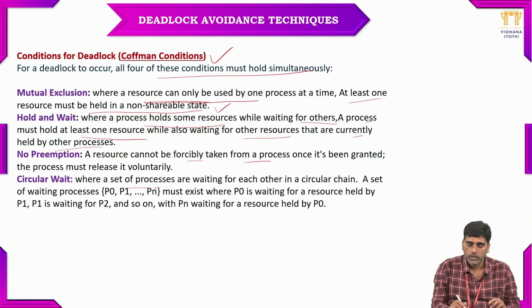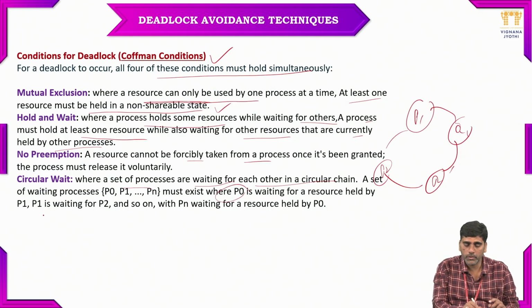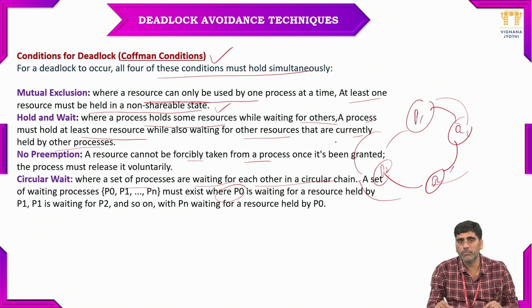And the circular wait, where a set of processes are waiting for each other in a circular chain, like P1, R1, P2, R2. A set of waiting processes must exist where P0 is waiting for a resource held by P1, P1 is waiting for P2, and P2 is waiting for P3. Like that, all of them are waiting in a circular manner. So P1 is waiting for R1, R1 is held by P2, P2 is waiting for R3. All these processes and resources are waiting in circular mode.